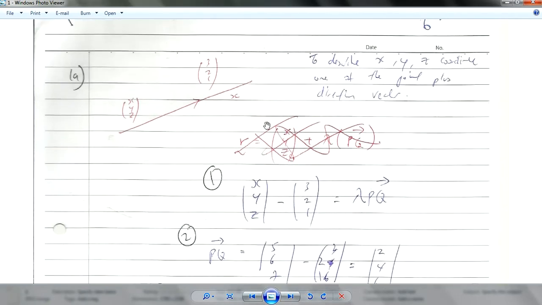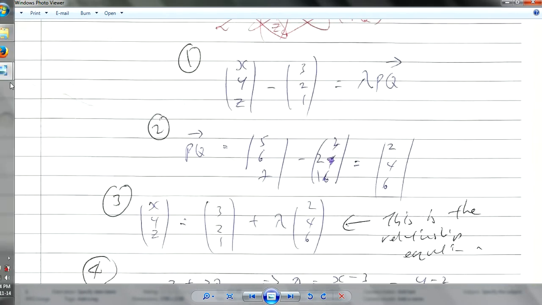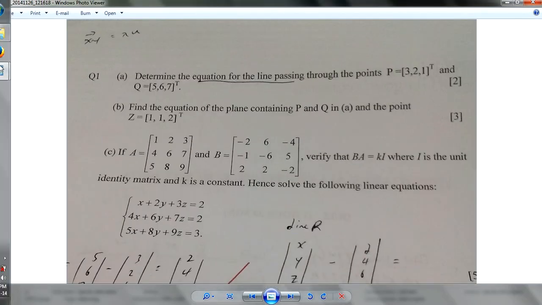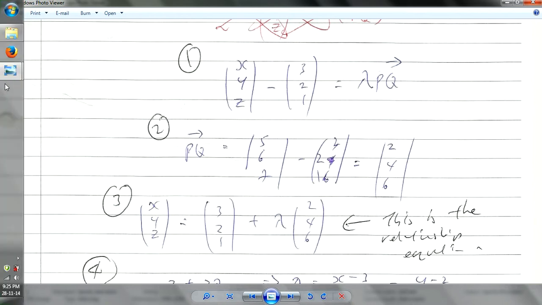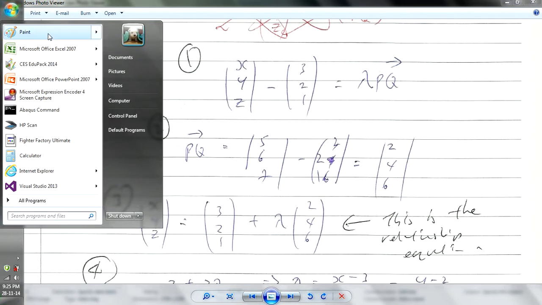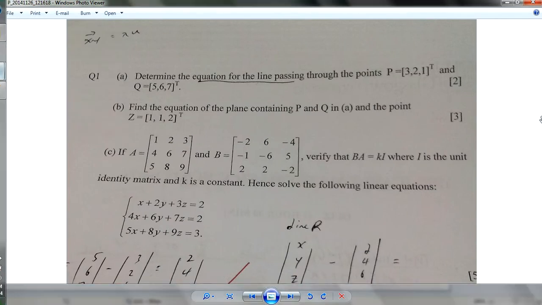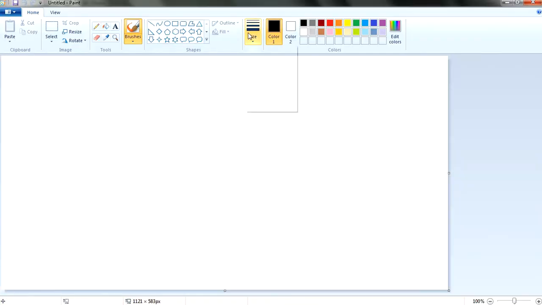So apparently, xyz and minus 3 2 1. So apparently you just pick a point P (3, 2, 1), and xyz minus your P equals a certain lambda PQ. So apparently what it actually may mean is that, okay, let's do this question. Okay, so we have a point P (3, 2, 1) and Q (5, 6, 7).